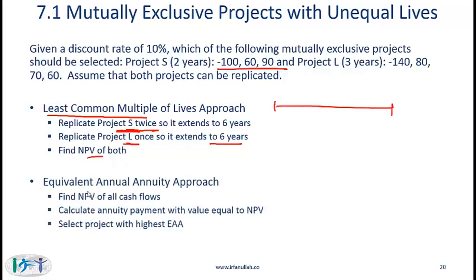The other method is called the equivalent annual annuity approach. Here you find the NPV of each project again, and then based on the NPV, you figure out what is the annuity. So what equal annual payments would give you that NPV, and you pick the project with the higher annuity number. Before we go to the next slide where the numbers are shown, I want you to try this on your own.